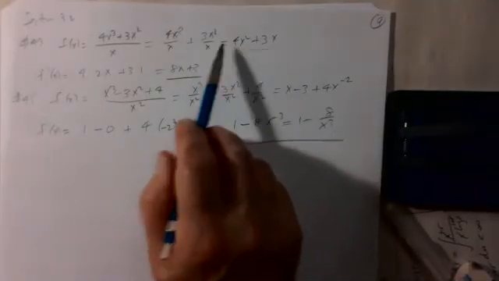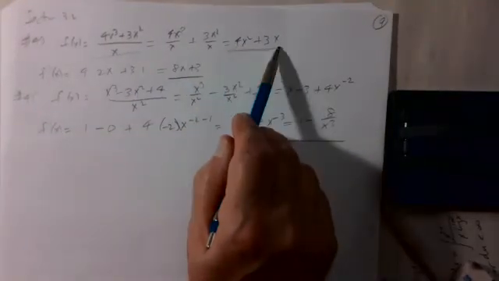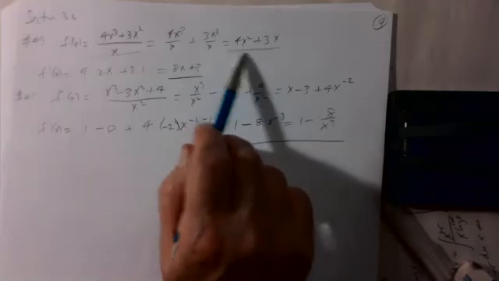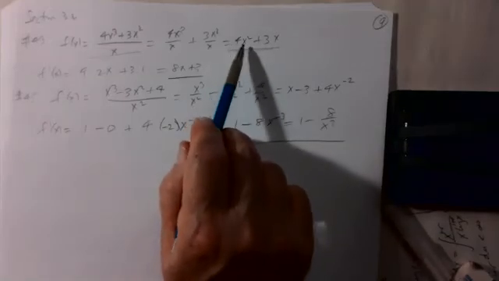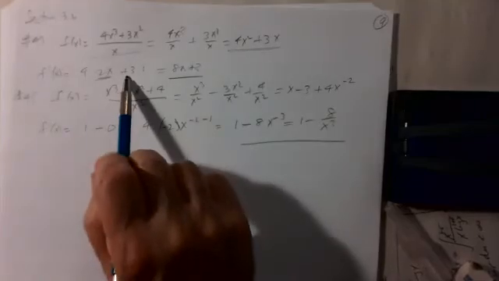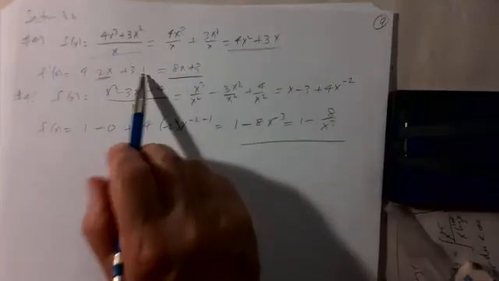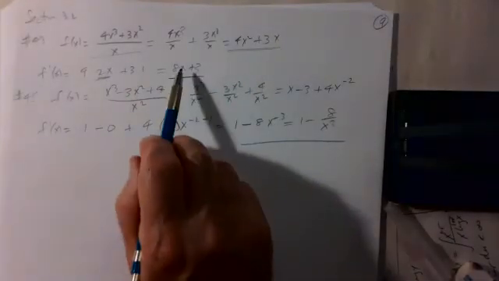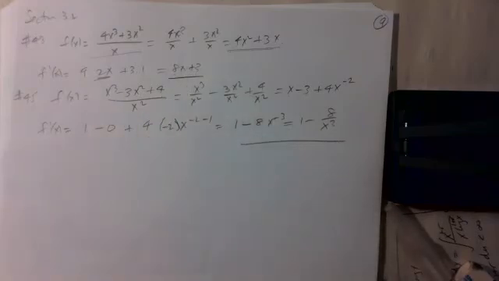So this function is exactly the same as this. When you differentiate this, you get 4. The derivative of x squared is 2x. Plus 3, and the derivative of x is 1. So this is 4 times 2, 8x plus 3. Okay. Does that make sense?